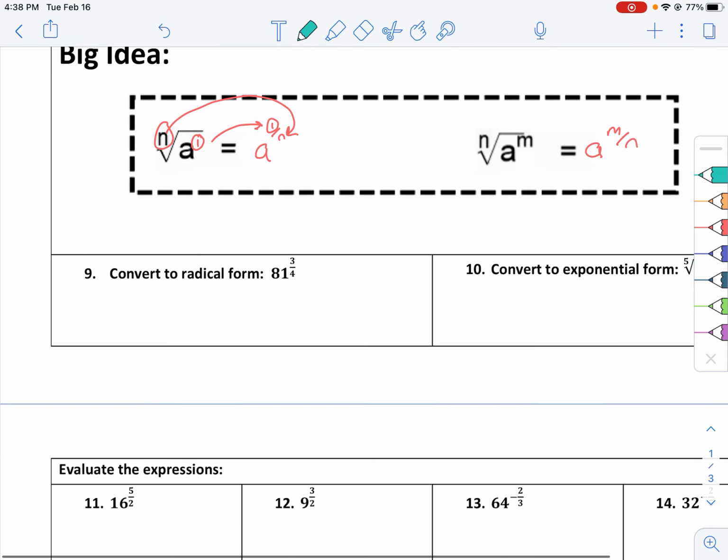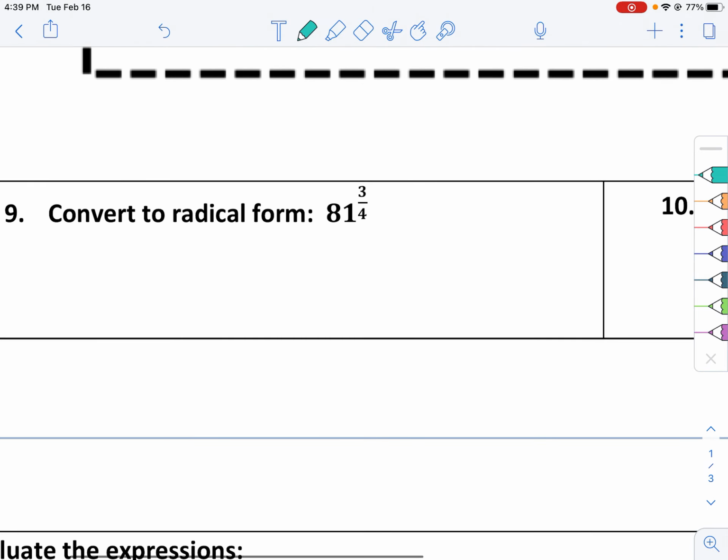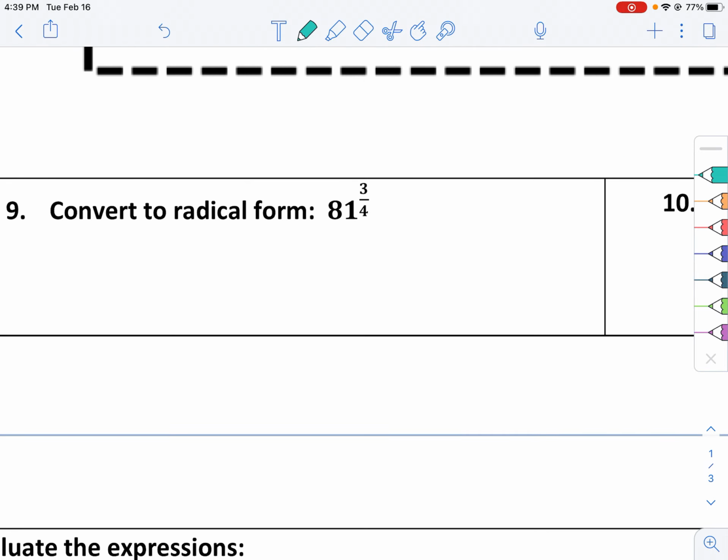The next question says convert to radical form. So this is 81 to the 3/4 power. That's telling me that 81 is going to be raised to the 3rd power because the numerator always goes on the radicand. And then it's the 4th root of that 81 to the 3rd power.